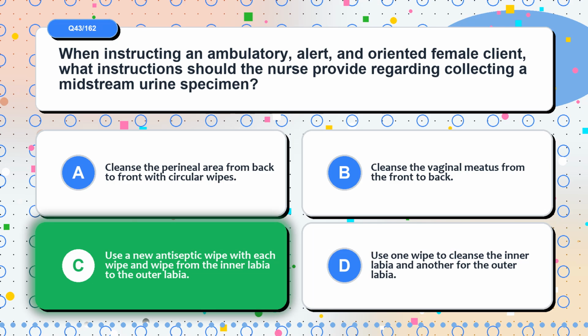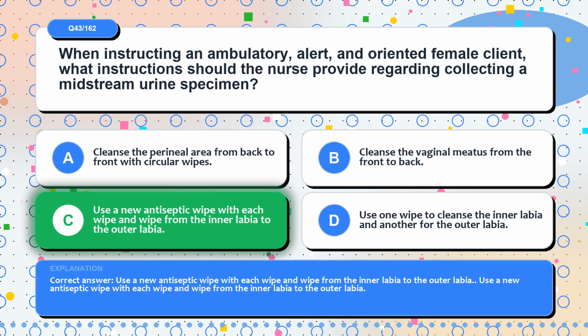The correct answer is option C. Use a new antiseptic wipe with each wipe and wipe from the inner labia to the outer labia.